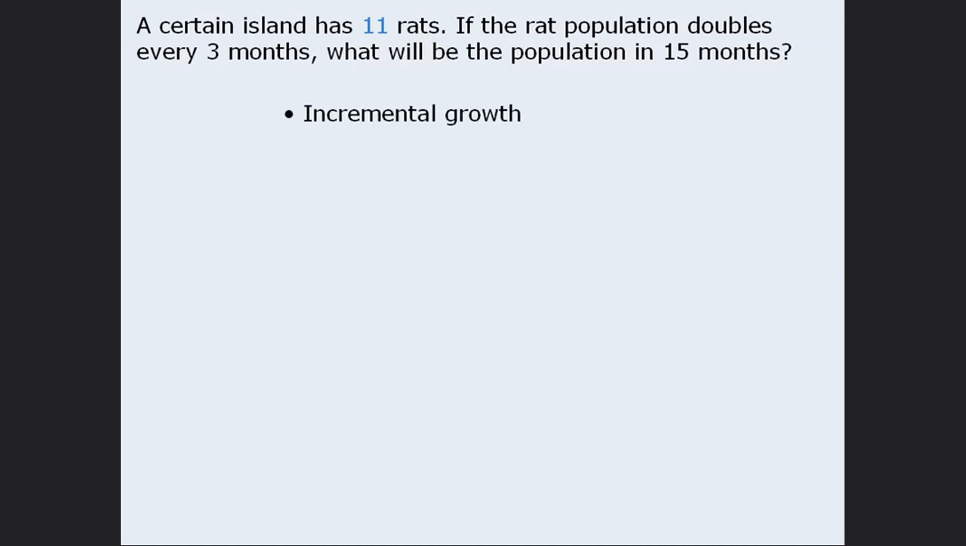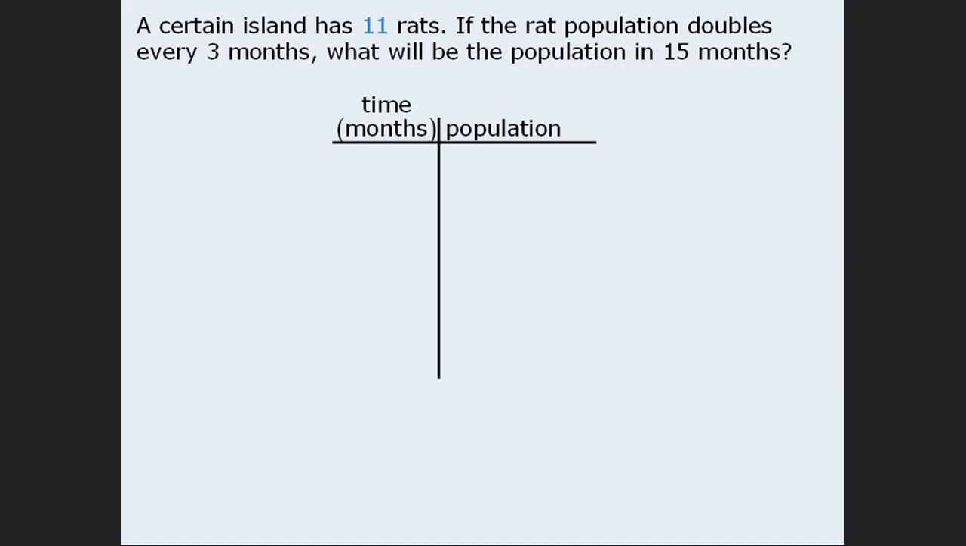In this question, we are given information about incremental growth. That is, we are not told how the population behaves during the 3 months. All we know is that after 3 months, the population has doubled. In this question, we are also told that the growth period is 3 months. To solve this question, we will create a table with columns for time and population. In the time column, we will enter times that coincide with the growth period of 3 months.